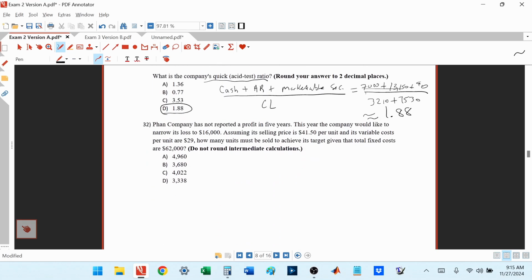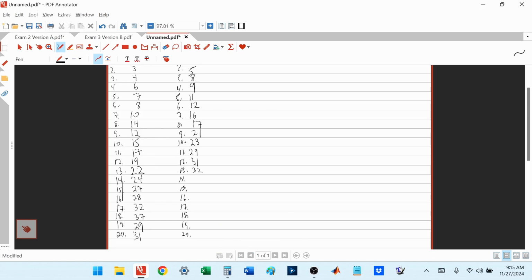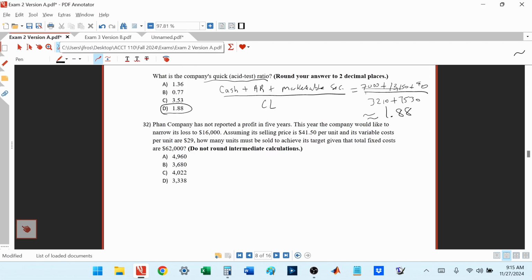Let's do 32. Then we're going to go ahead and do 33, 34, and 40. And then we still have 4 left to do to get 20. Well, maybe we won't do 20 for Chapter 2.